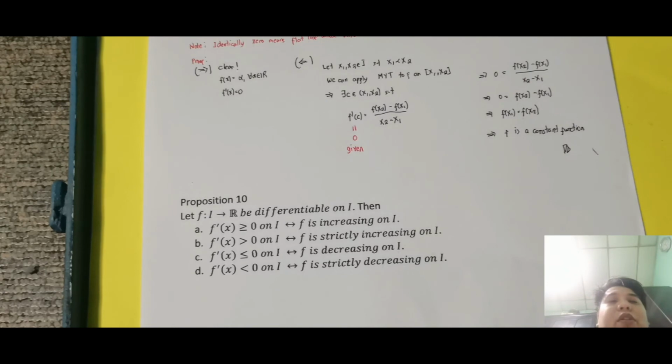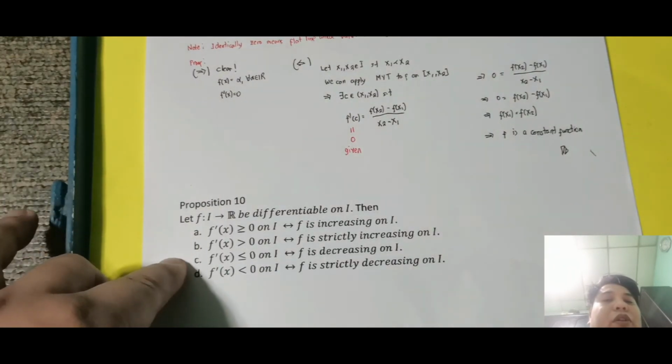Okay, so let's have proposition number 10. So, let f be a function mapping from I going to real numbers, differentiable on I. Then number 1, letter A, f prime of x is greater than or equal to 0 on I if and only if f is increasing on I. Again, this is proposition 10.A, 10.B, 10.C, 10.D.